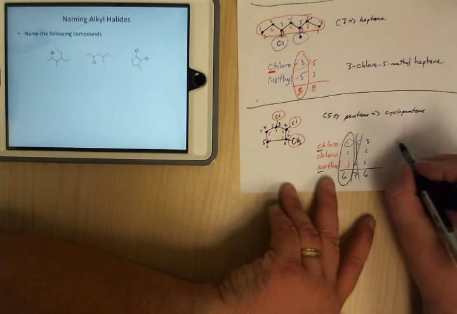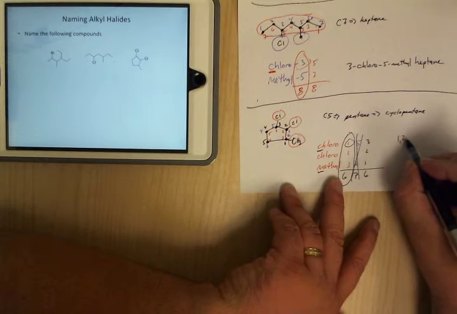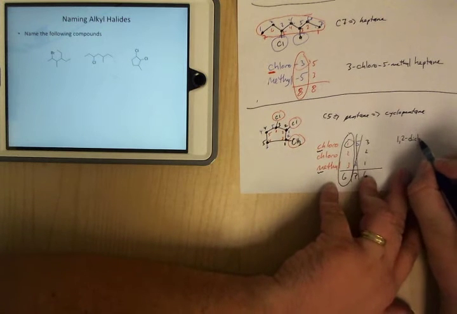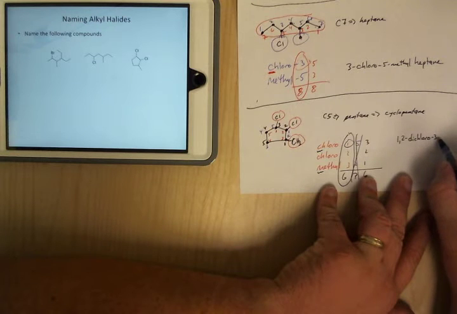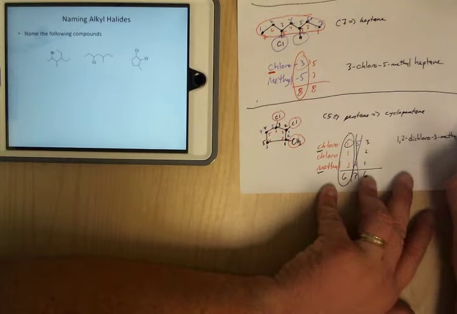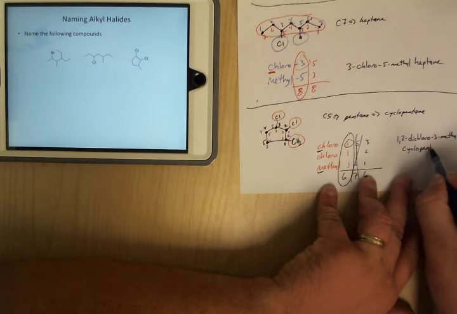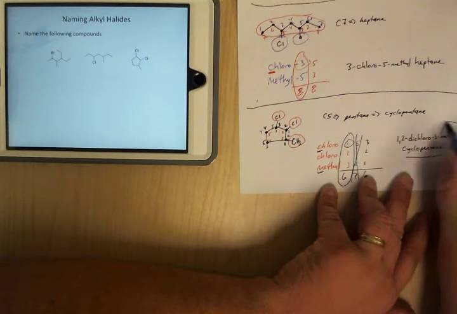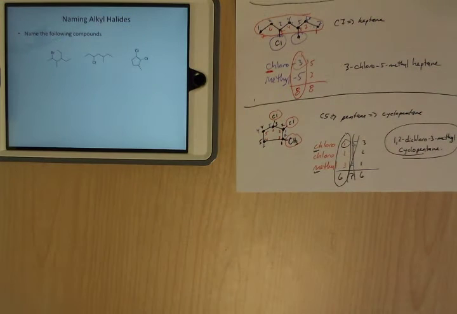Okay, so here we go. We use this numbering, so chloro becomes 4, methyl, so it becomes 1,2-dichloro-3-methylcyclopentane. Okay, not so bad.